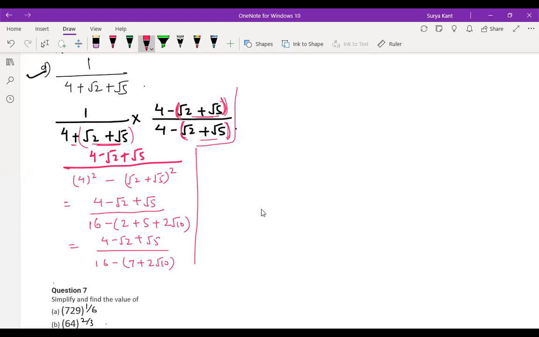Root 2 plus root 5, you should put in a bracket. Next, 4 minus root 2 minus root 5 divided by 16 minus 7 is 9, 9 minus 2 root 10. All the children are getting a different answer like this only. Then we should again rationalize here. 9 plus 2 root 10 and 9 minus 2 root 10.